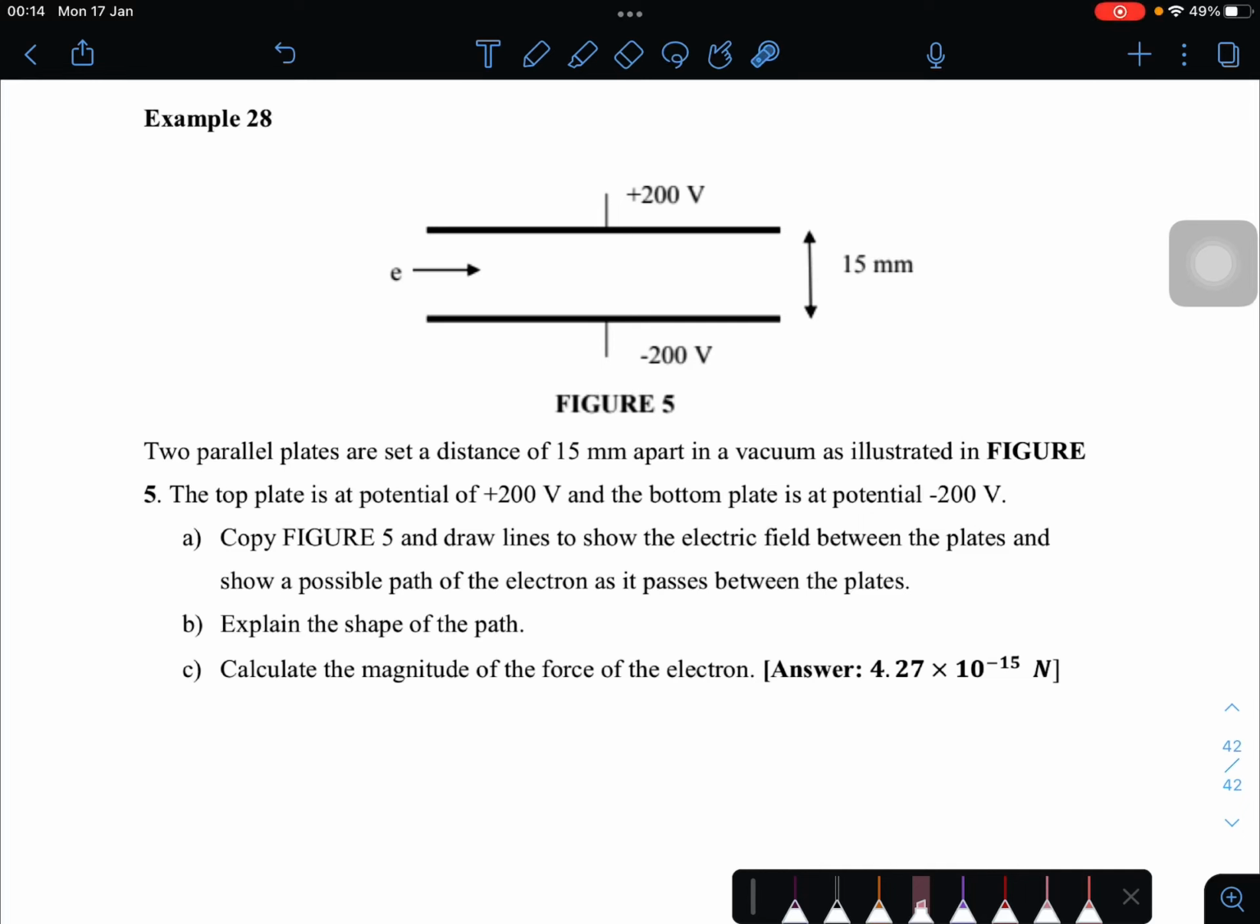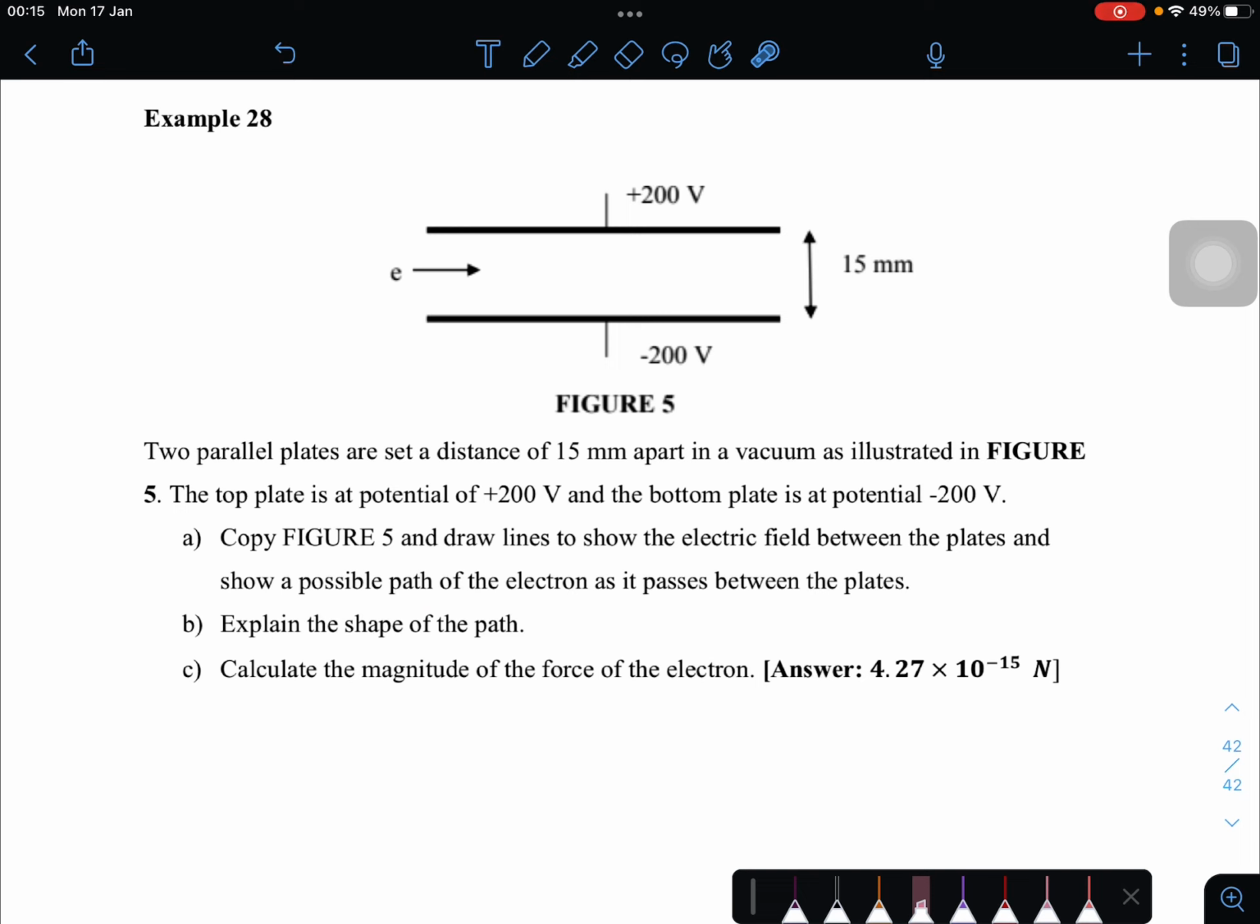Okay, next one, example 28. Two parallel plates are set a distance of 15 mm apart in a vacuum as illustrated in figure 5. The top plate is at potential positive 200 volt and the bottom plate is at potential negative 200 volt. Okay, first question, copy figure 5 and draw lines to show the electric field between the plates and show a possible path of the electron as it passes between the plates.